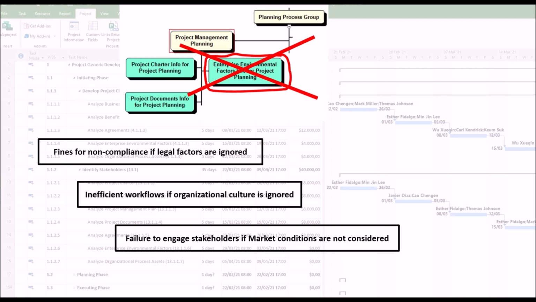In short, by analyzing enterprise environmental factors, project managers create a customized and executable plan that aligns with internal policies and external realities.